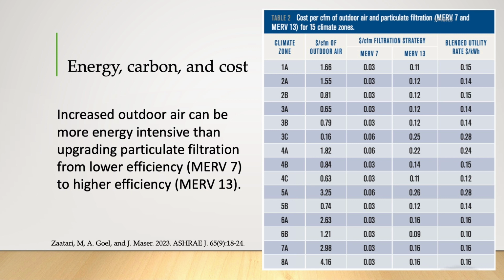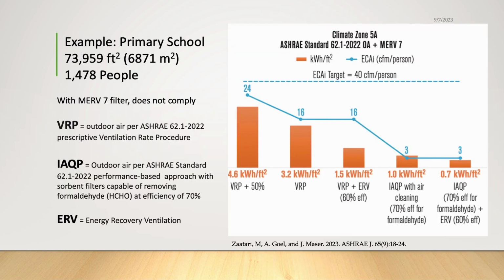These authors put together a number of examples in different climate zones. I'll just show one briefly that shows the kinds of things that can be done. So this is a primary school, about 74,000 square feet with 1,478 occupants. And the figure on the right shows what happens if we apply the ventilation rate procedure, so the prescriptive approach in the ASHRAE standard, that's the main one that's used.